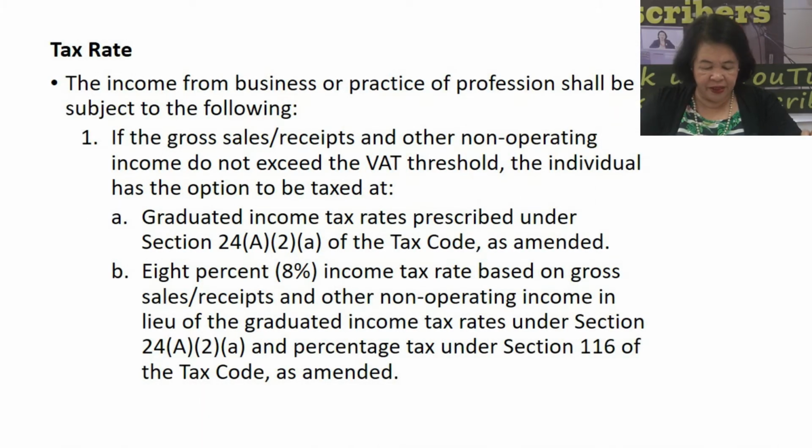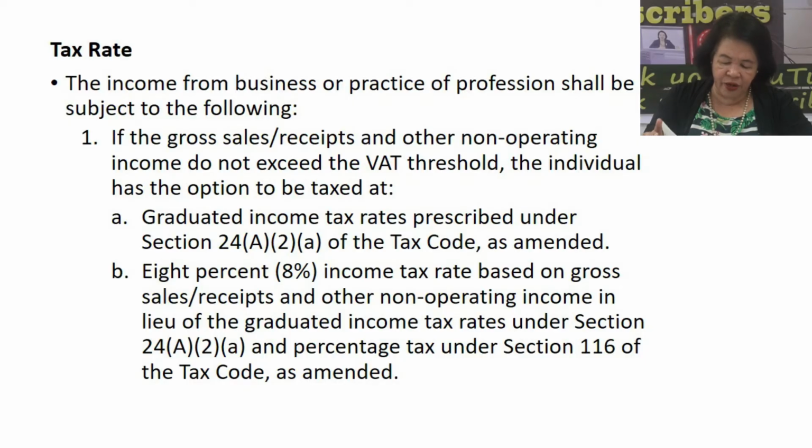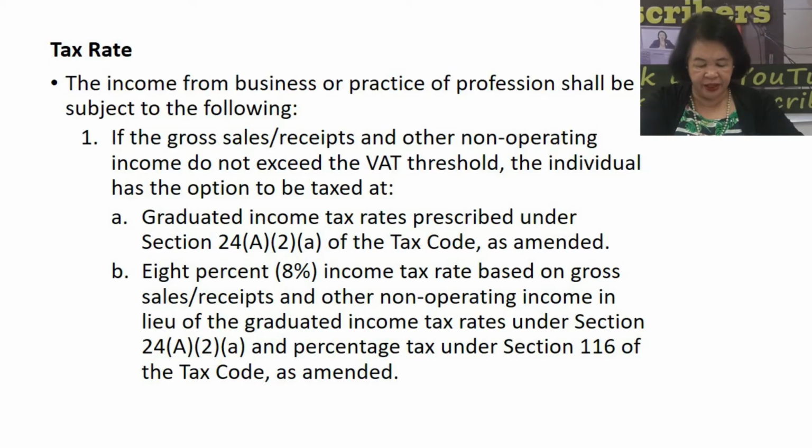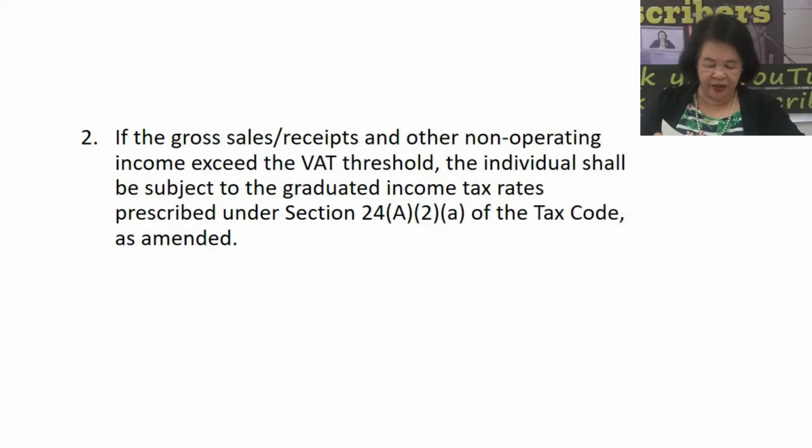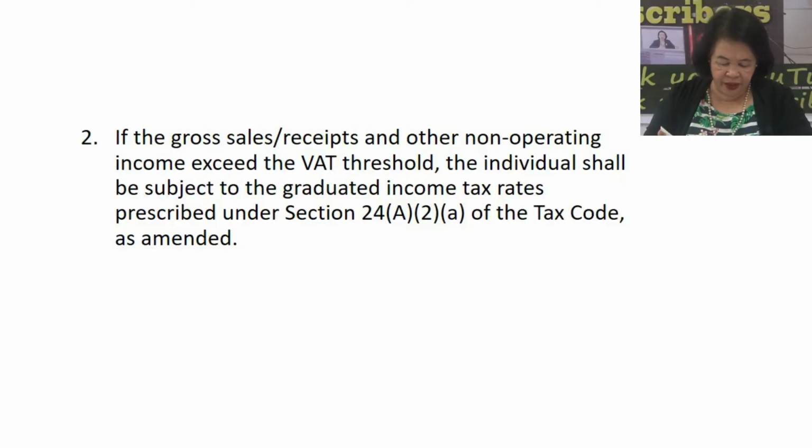Tax rate, the income from business or practice of profession shall be subject to the following, no? If the gross sales or receipts and other non-operating income do not exceed the VAT threshold, meaning 3 million, the individual has the option to be taxed at: letter A, graduated income tax rates prescribed under Section 24A of the Tax Code; or 8% income tax rate based on gross sales or receipts. If the gross sales or receipts and other non-operating income exceed the VAT threshold, the individual shall be subject to the graduated income tax rate prescribed under Section 24A.